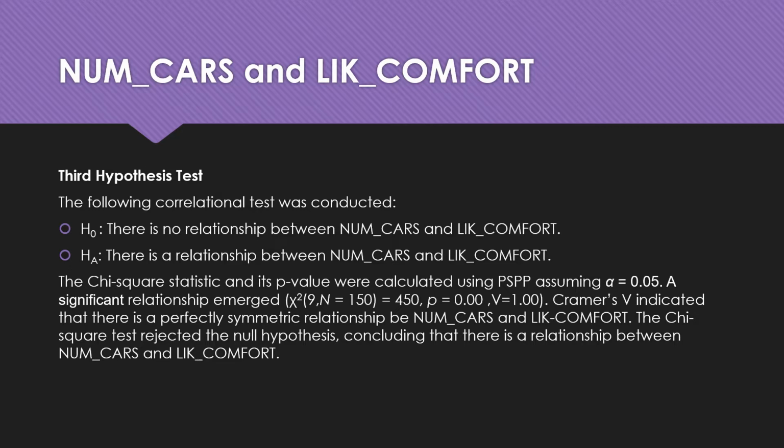Assuming that alpha equals 0.05, a significant relationship emerged, 9 degrees of freedom with a sample size of 150. The chi-square statistic equals 450 with a p-value of 0.00 and a Kramer's V value of 1. The Kramer's V value indicated that there is a perfectly symmetric relationship between the number of cars and the linker comfort level. The chi-square test rejected the null hypothesis, concluding that there is a relationship between the number of cars and the linker comfort level.